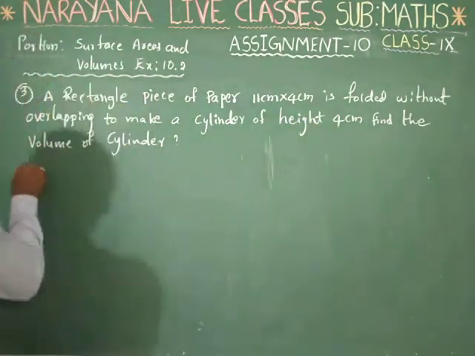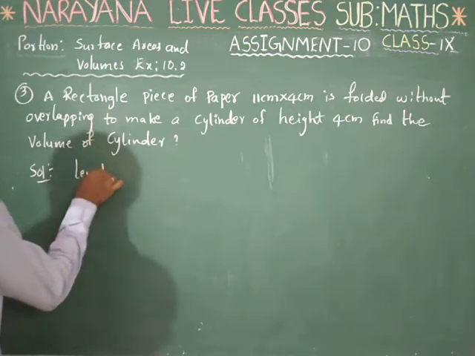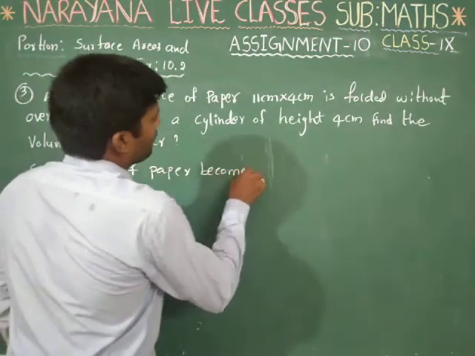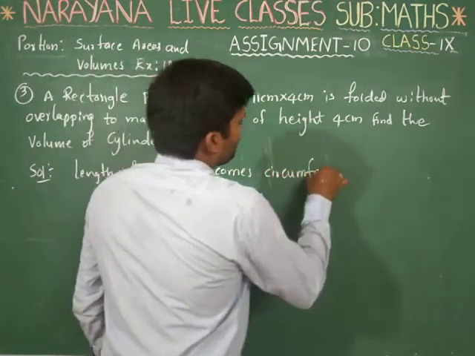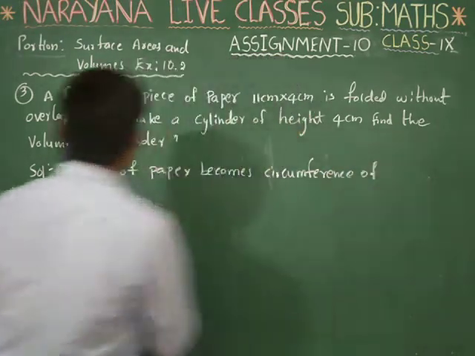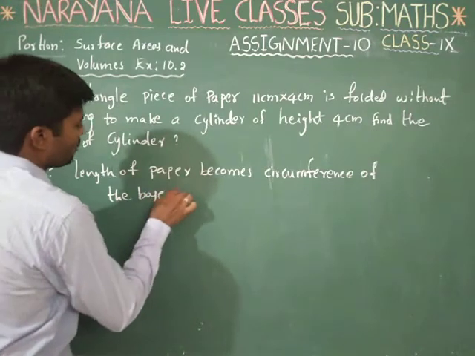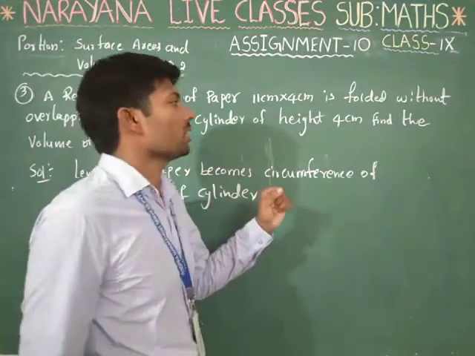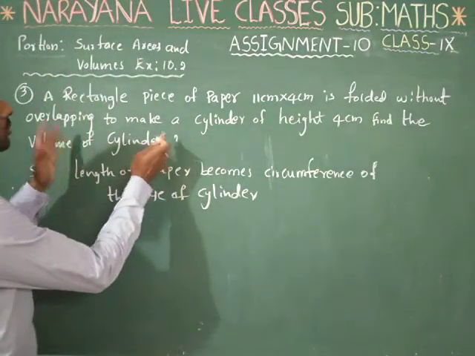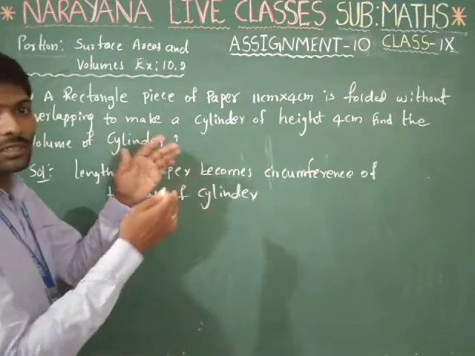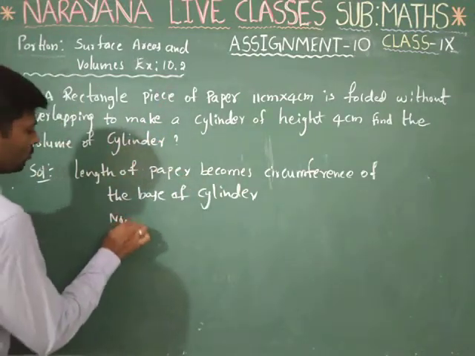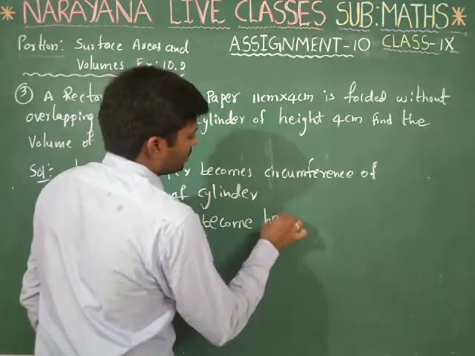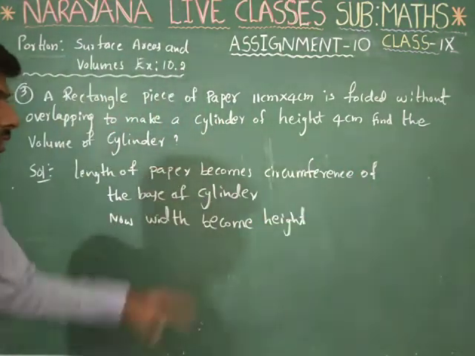So the length of paper becomes the circumference of the base of the cylinder. Circumference of the base of the cylinder. Right. Now next, width becomes height. In this case, width will change to height. Now width becomes the height of the cylinder.